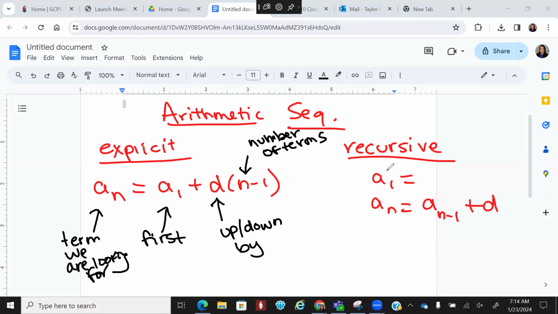Same concept as over here. A sub 1 is the first term. D is the common difference. This a sub n minus 1 is the previous term. And a sub n is the number we're looking for, the term we're looking for.